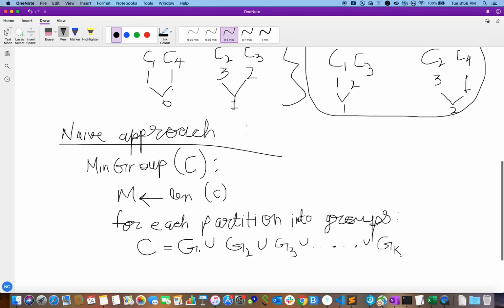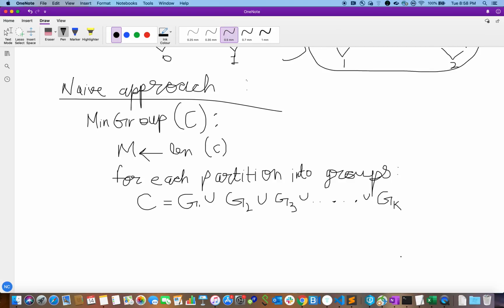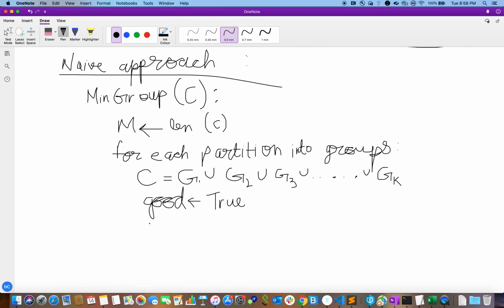So these are all the groups or the subsets that are made from the superset C, and we need to sanity check whether the union of all the groups will result in C. We should have a separate variable here called good. This can be a boolean variable initialized to true. After that, we need to iterate through all the indices from 1 to k, so that we can compare all the ages of the children in a particular group.